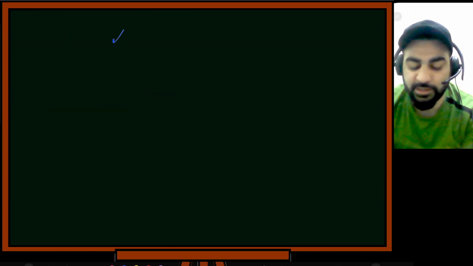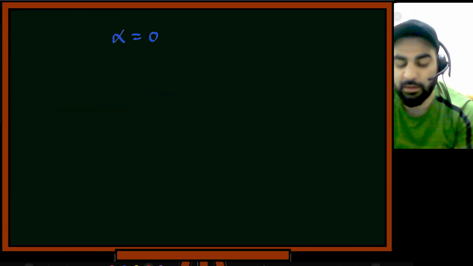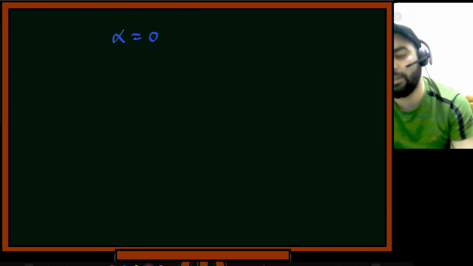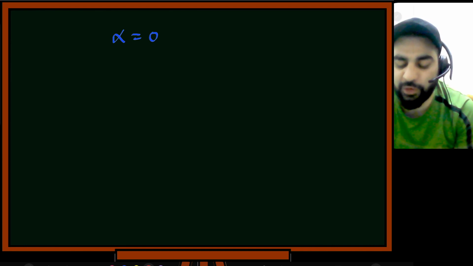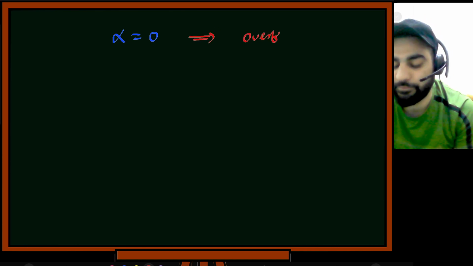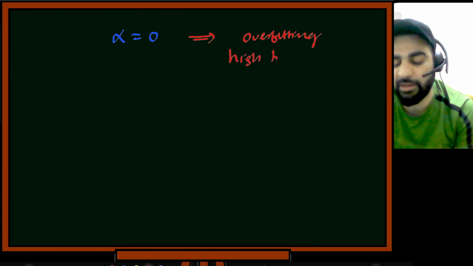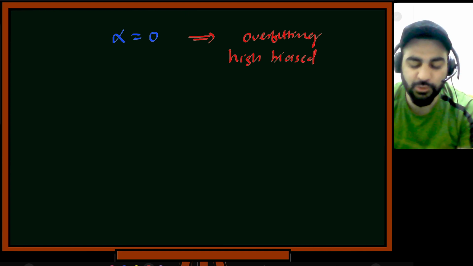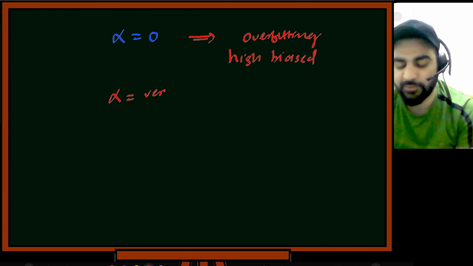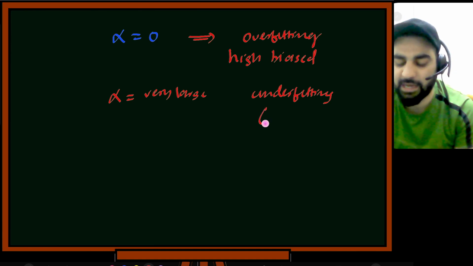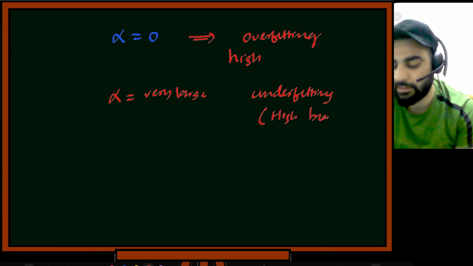When alpha is equal to 0, what happens? These numbers become very large, and some slight change in those emails may disturb the whole model. So we say the model is overfitting if alpha is equal to 0. Overfit basically means high variance. When alpha is very large, underfitting may happen. Underfitting means it does not learn anything. Underfitting means high bias, and this is high variance.